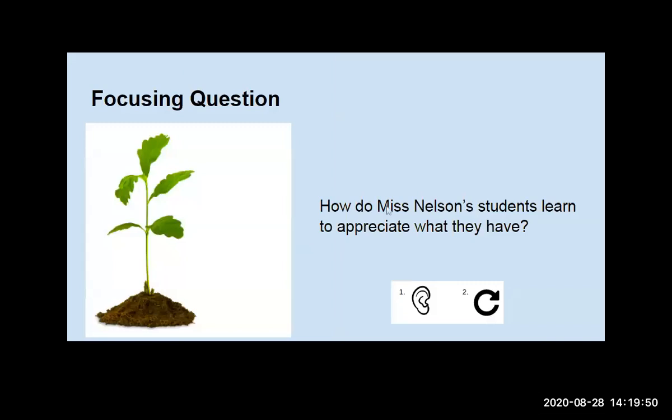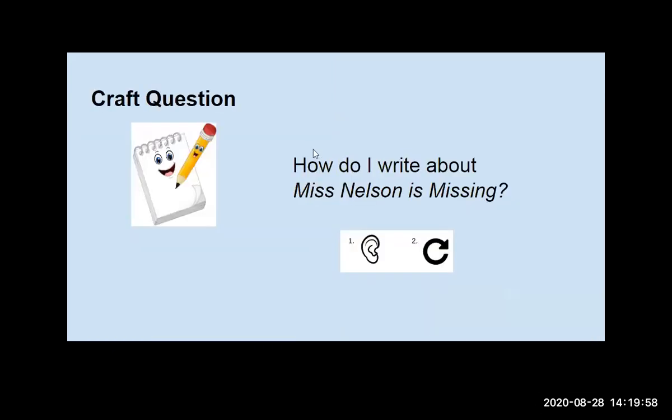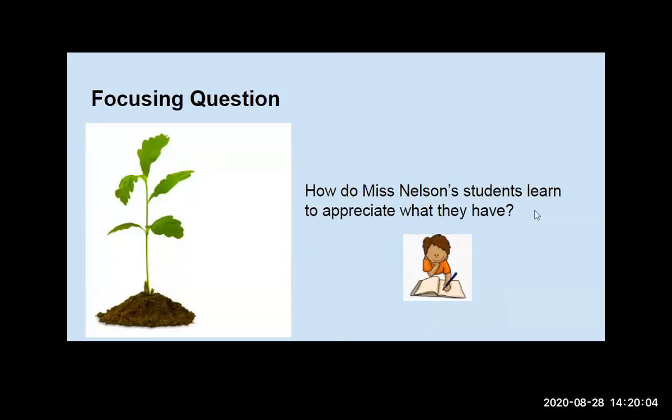Our focusing question was, how do Miss Nelson's students learn to appreciate what they have? And our craft question was, how do I write about Miss Nelson is missing? And again, our focusing question is, how do Miss Nelson's students learn to appreciate what they have? So the main thing that the author is trying to tell us in this story is that we need to be appreciative of the things and the people that we have in our life, because we don't know when they might be gone. So we're going to write about how they learned that lesson.